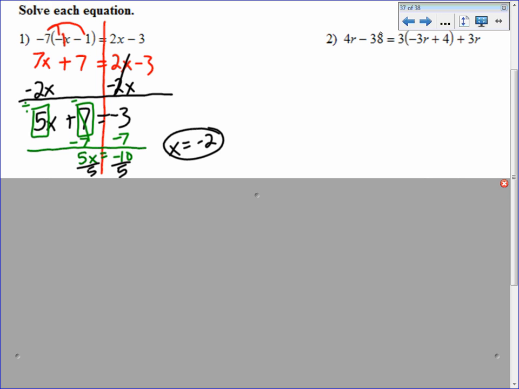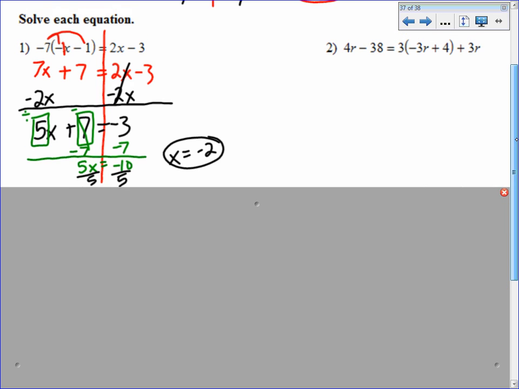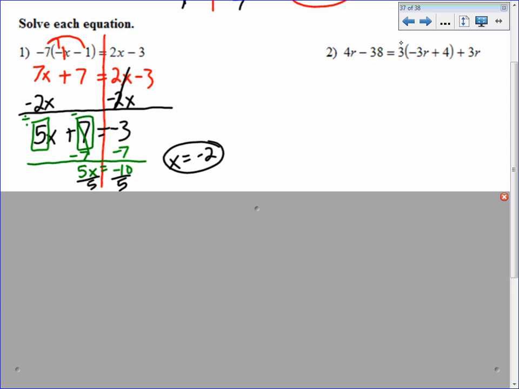Let's look at our next example. Again, you can see we have the distributive property here, so we need to do that right off the bat. That's the first thing we do. 3 times negative 3 gives us negative 9r. 3 times 4 gives us 12. We have our plus 3r. And then we're going to bring this side down as well.